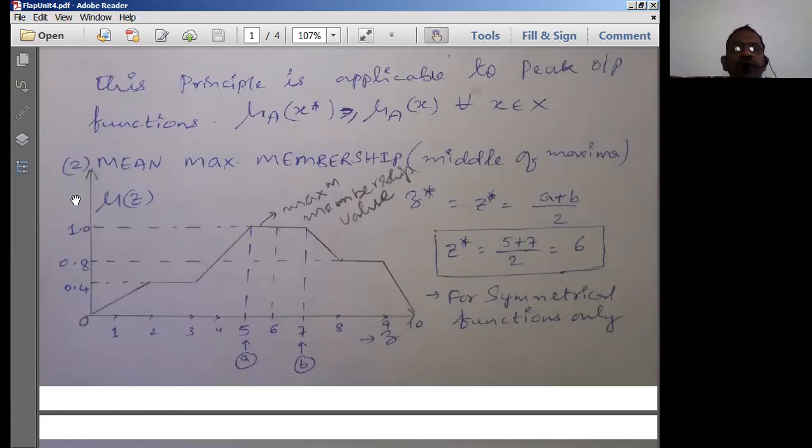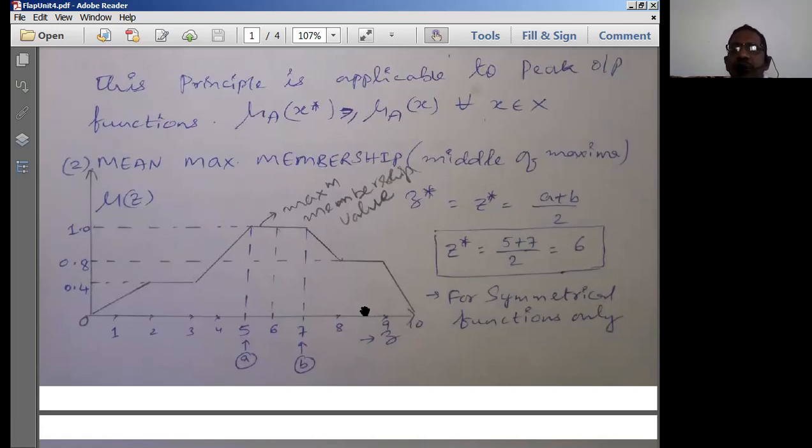Now how do we find out the mean maximum membership? What is the meaning of mean? Mean value. You have to find out the mean value. Mean means you should compulsorily know two different values. So it is also called the middle of maxima. Middle of maxima means you have to find out the middle value from the two maxima values, from this particular function.